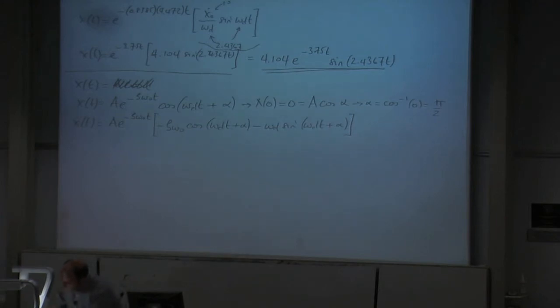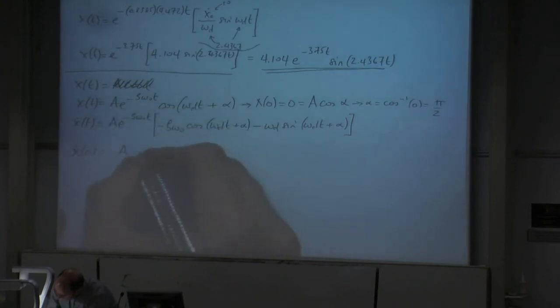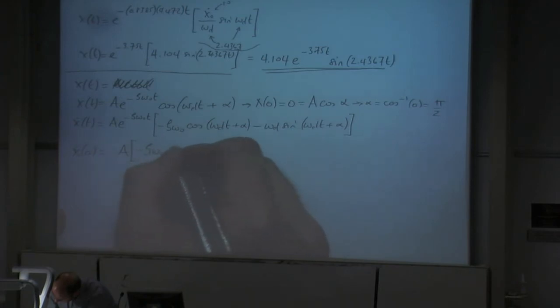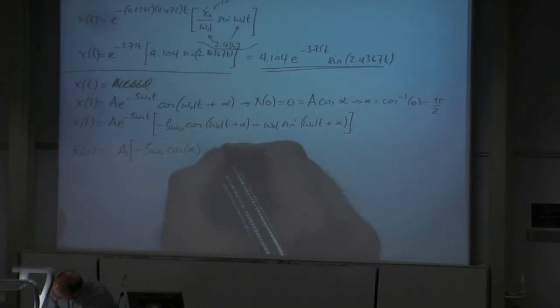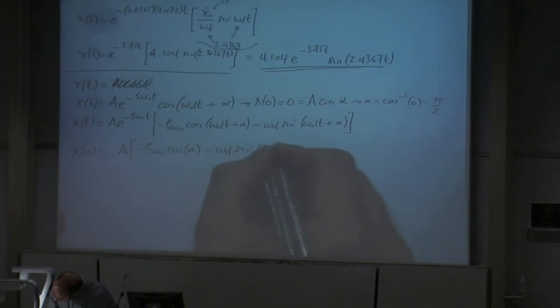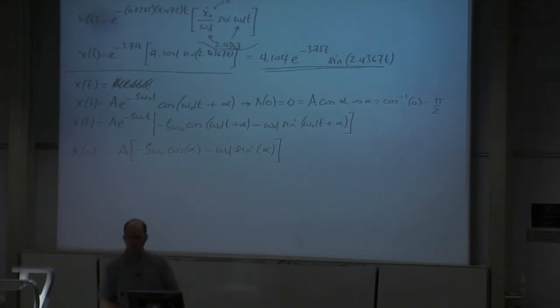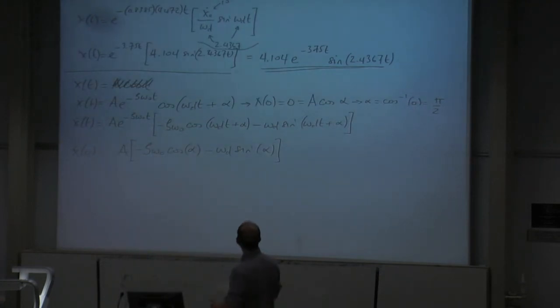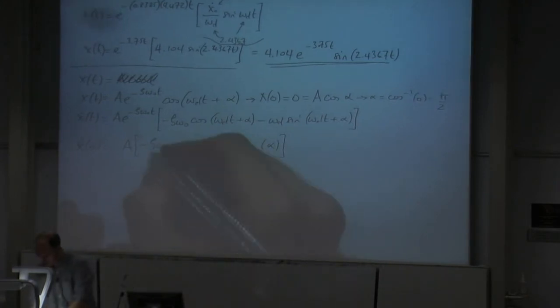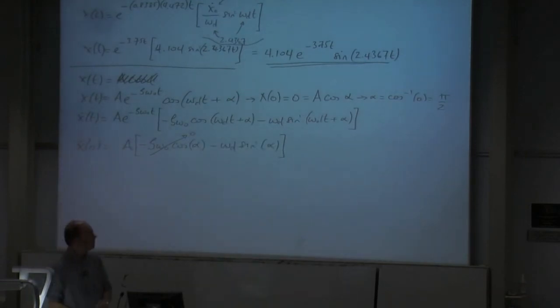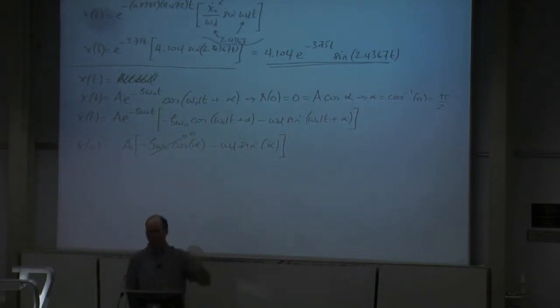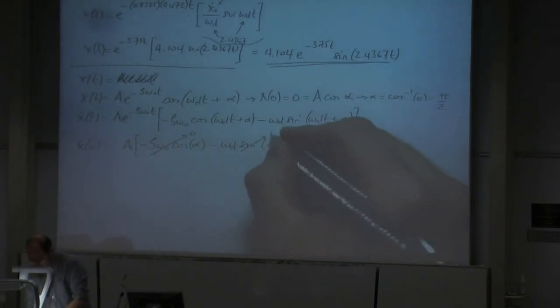Now we know x dot of 0, that's going to be A. This term drops to 1, minus zeta omega naught cosine alpha minus omega d sine alpha. Now we found alpha. That's pi upon 2. Cosine of pi upon 2 is 0. So that term is 0. Sine of pi upon 2 we know is 1. And so that term is 1.